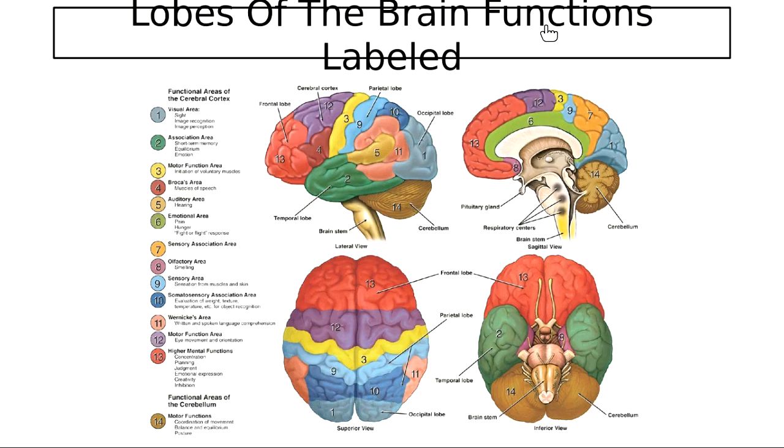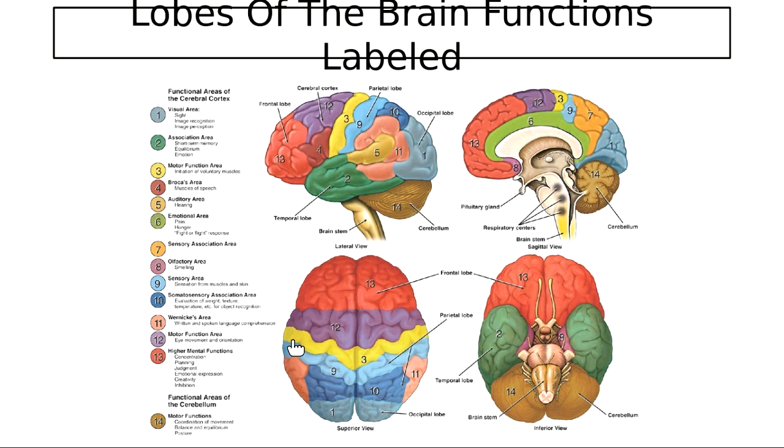Lobes of the brain functions labeled. This is the motor and sensory areas. So you look at the primary motor area, that's going to be 3. You see it goes all the way across the brain. You can see right here, that's your precentral gyrus. Okay. The primary sensory area is the number 9 here, and that's behind it. So that's the primary sensory. That'd be the postcentral gyrus, and there's your central sulcus in between them, a groove in between them.